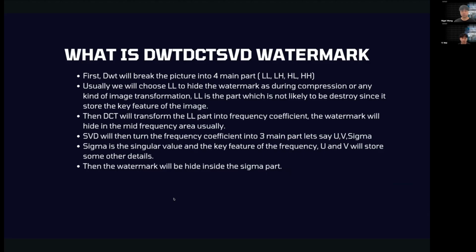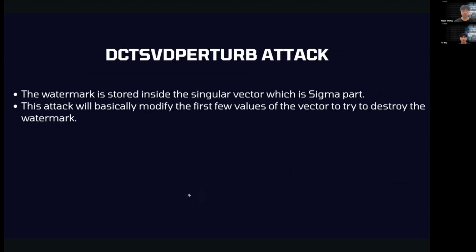And then followed by the SVD, which will later turn the frequency coefficients into three main parts, for example, U, V and sigma. Sigma is the singular value vector part, which actually stores the key features of the frequency, and U and V will store some other small details. Then the watermark will be hidden inside the sigma part, as it is not easy to be destroyed.